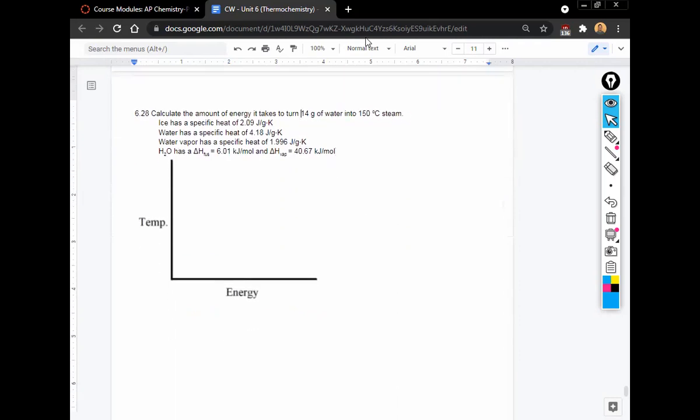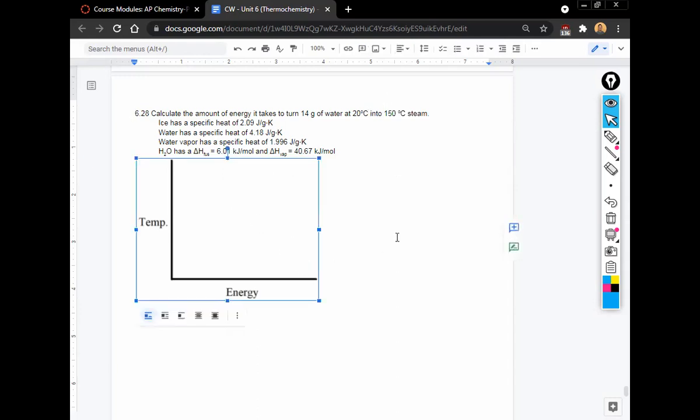Okay, so let's do this problem right here. 6.28. I want you to calculate the energy it takes to turn 14 grams of water at a certain temperature, right? That's pretty important. At 20 degrees Celsius into 150 degrees steam. Okay, so if you guys feel confident doing this on your own, feel free to do that. But I'm gonna take it step by step, okay?